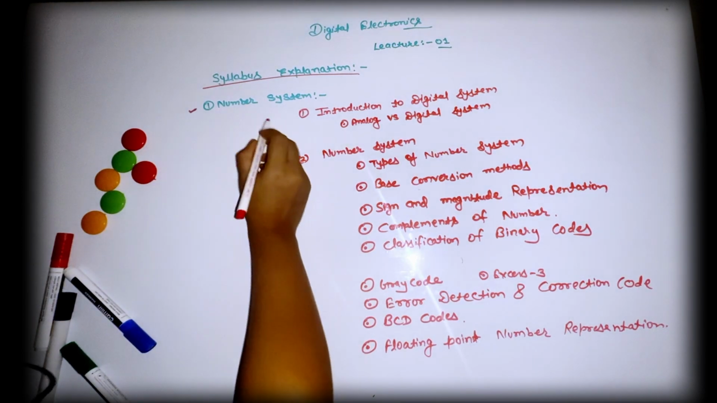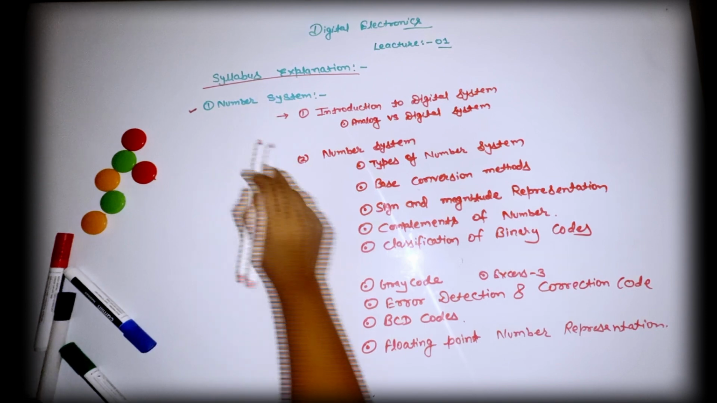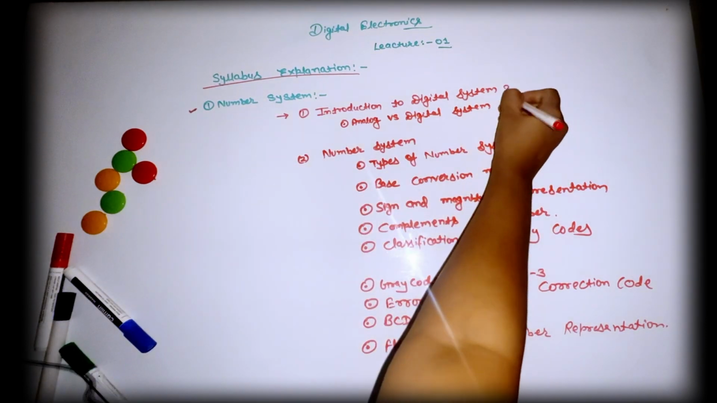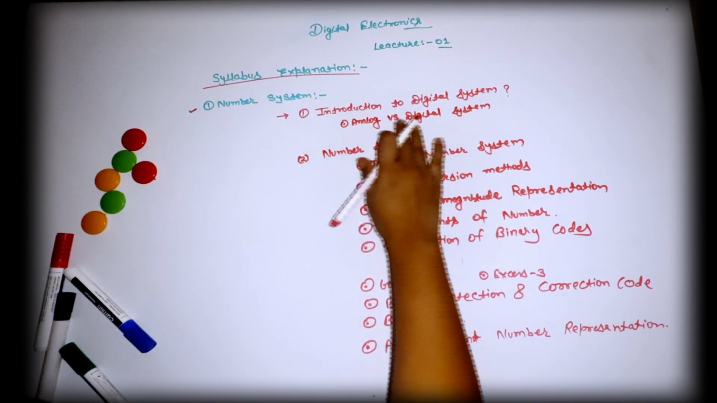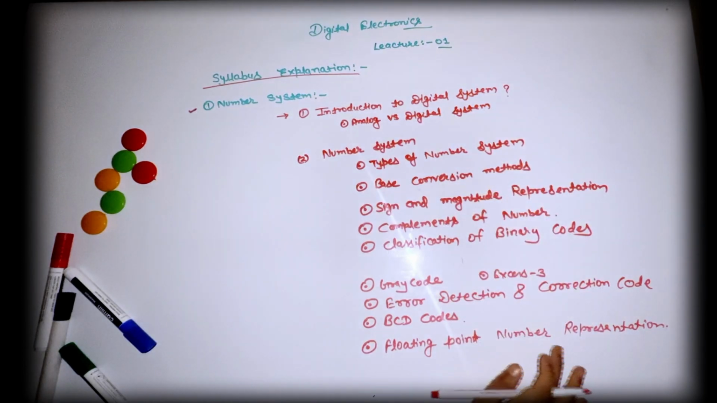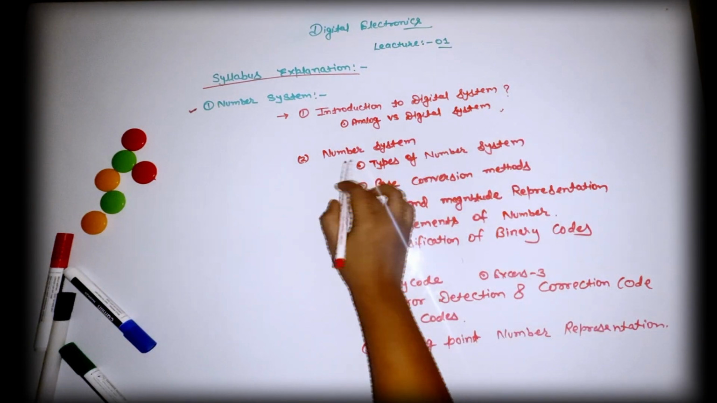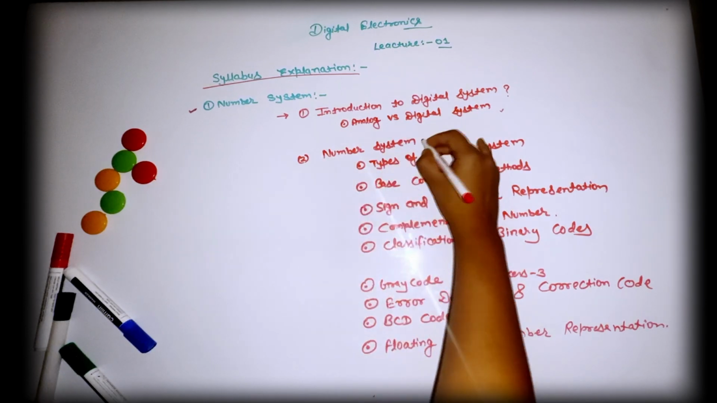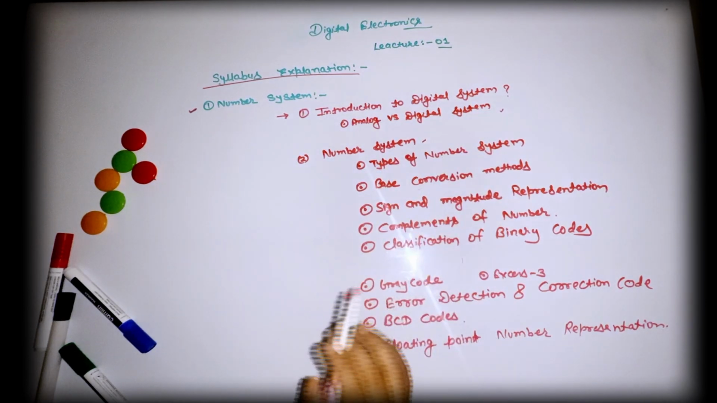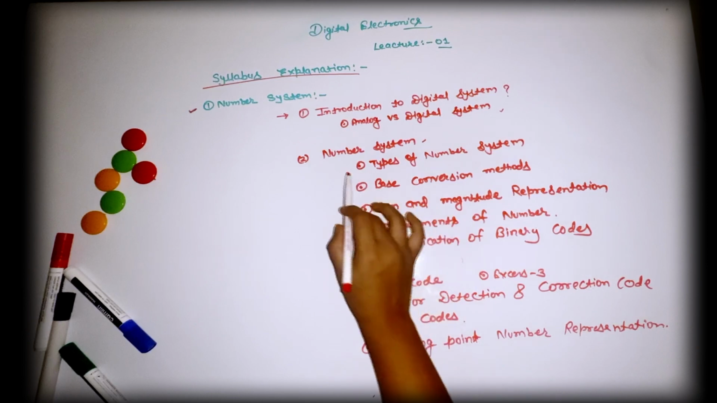First we need to learn about what is digital system and the difference between analog versus digital system. So in the first lecture you will go through this topic and also the definition of number system and how many types of number systems are there.